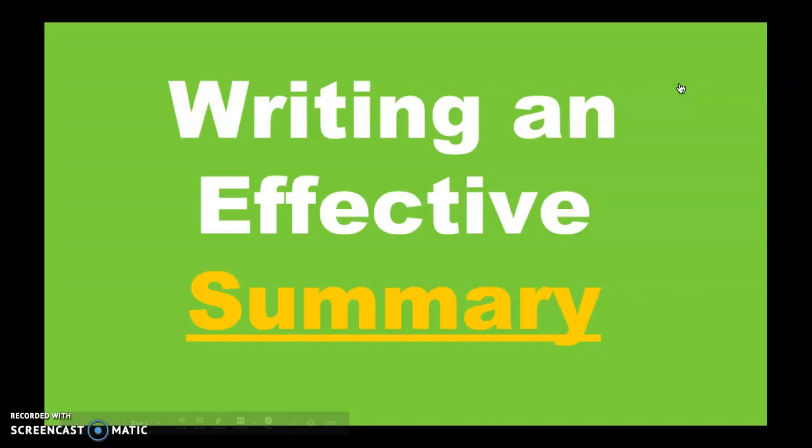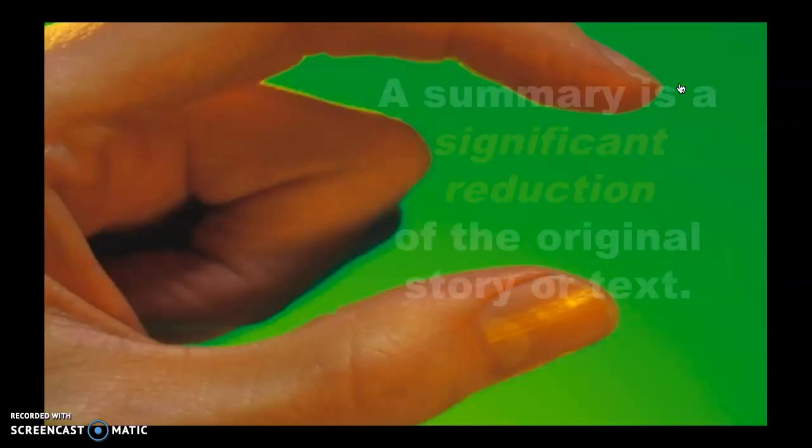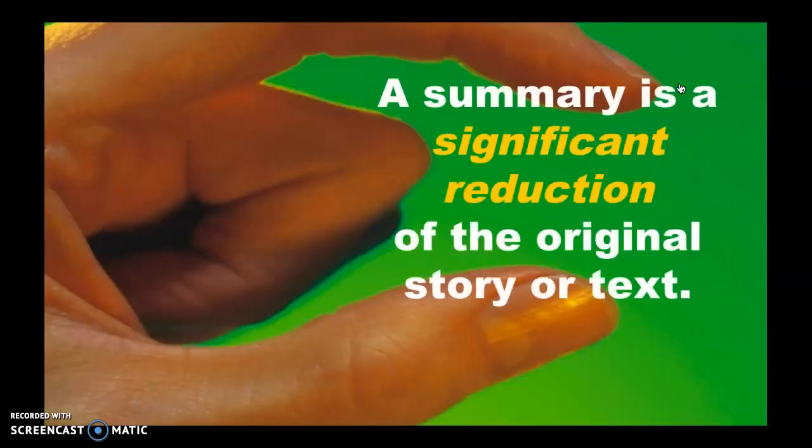Today we're going to be learning how to write an effective summary. And when we are done, you are going to practice writing a summary on the story that we've just read. So a summary is a significant reduction of the original story or text. That means it is much smaller than the original story.